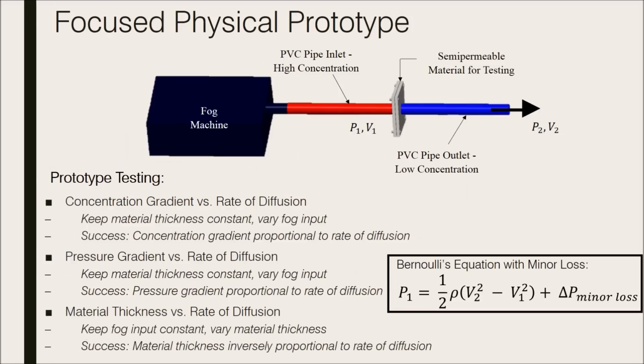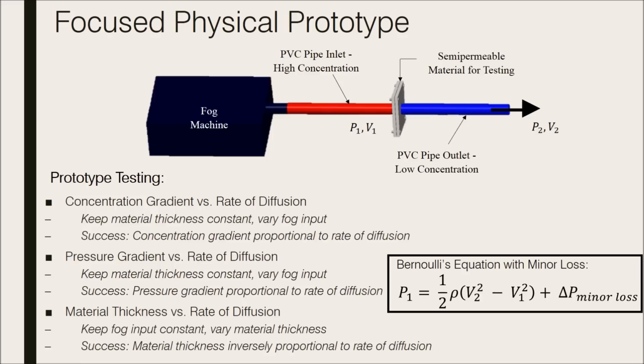On the screen is shown the 3D Creo model of the focused physical prototype consisting of only the fog machine, clear piping, and semi-permeable material for testing. The purpose of the prototype is to conduct simulations and testing that would lead to the selection of a permeable material for use in the final product, based on the most aesthetically appealing demonstration of diffusion. The prototype will be used to confirm that all the crucial functionalities are addressed and will allow for the calculation of the pressure difference on either side of the permeable material using Bernoulli's equation with minor losses accounted for. This equation is shown on the screen.